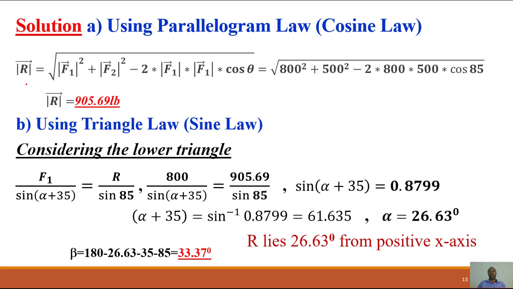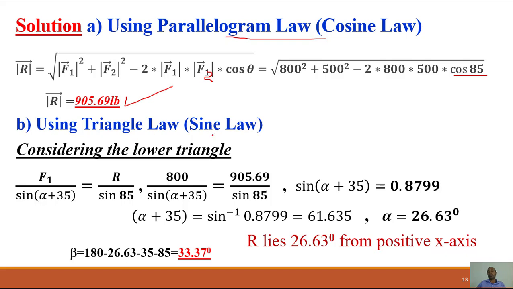Let us see the resultant using parallelogram law or cosine law: square root of F1 squared plus F2 squared minus 2 F1 F2 cos of this angle. Already from 180 we subtract 95, then you have 85. Then the resultant is this many pounds.